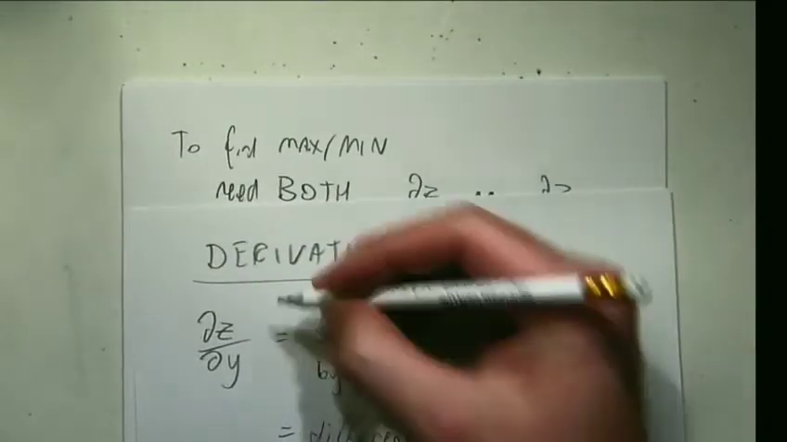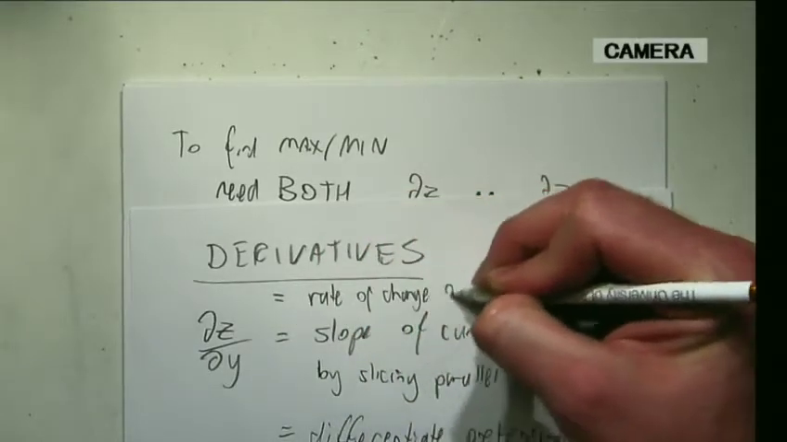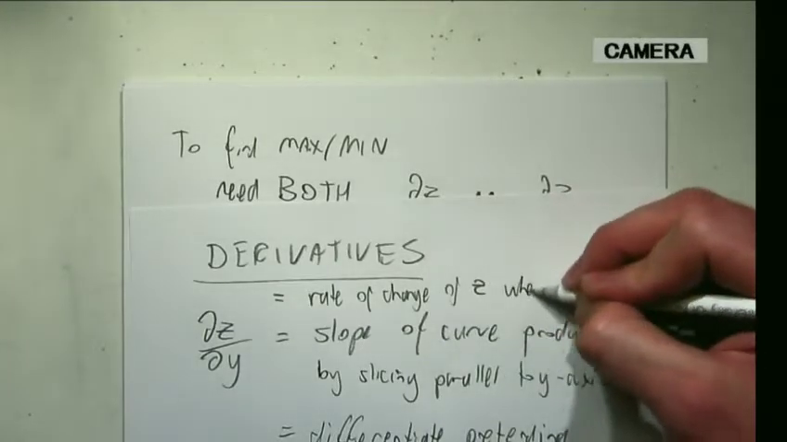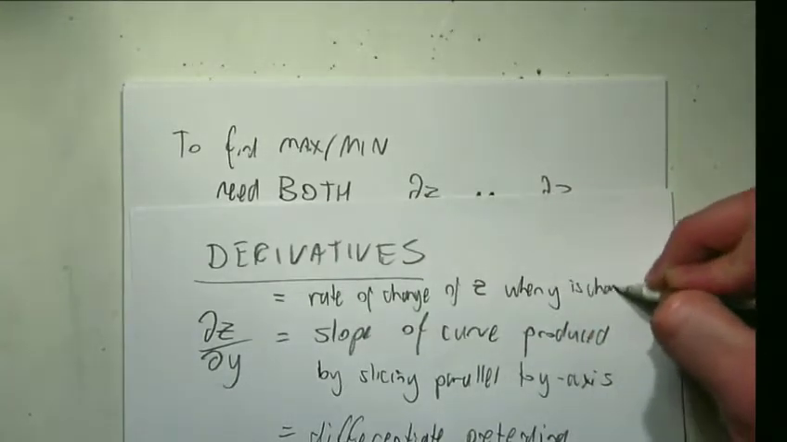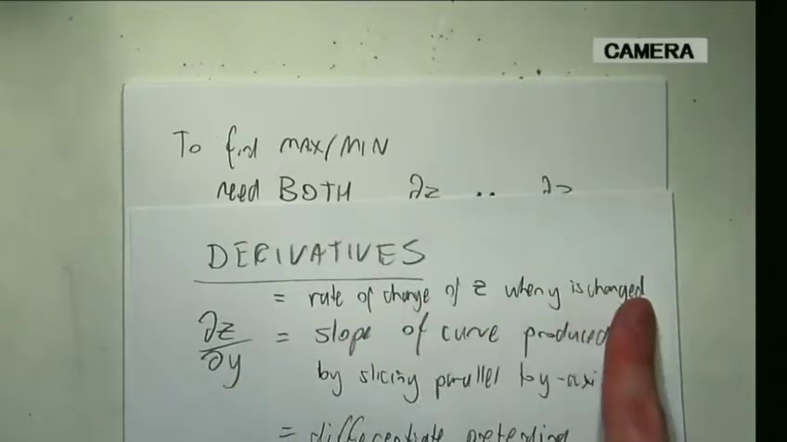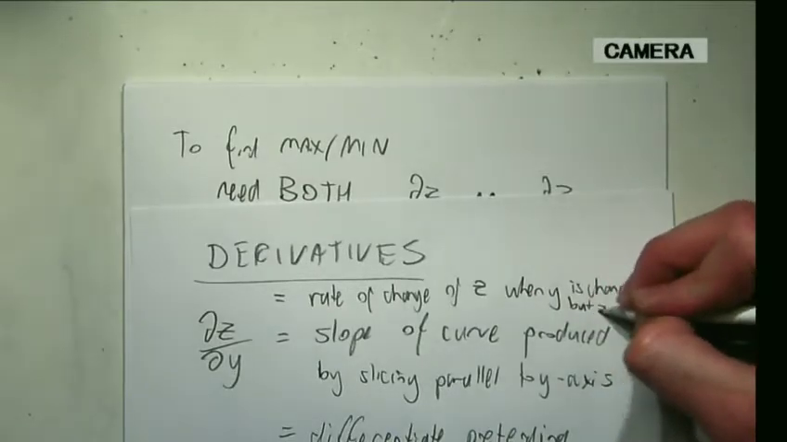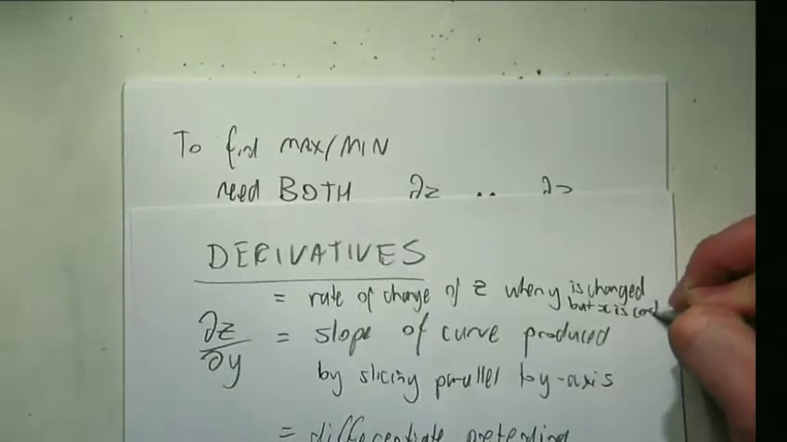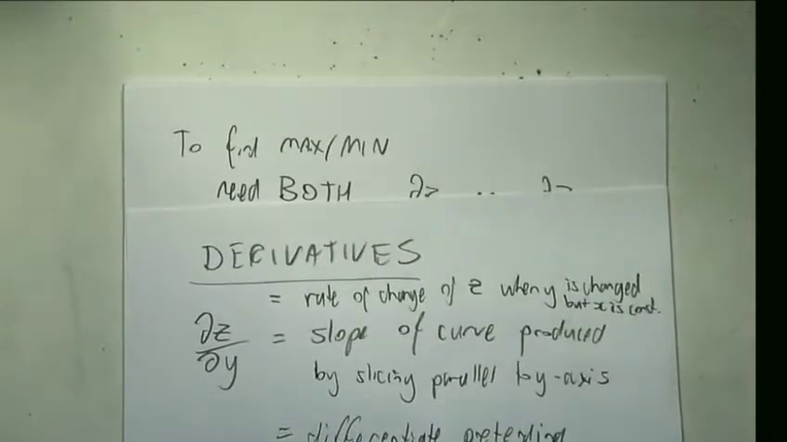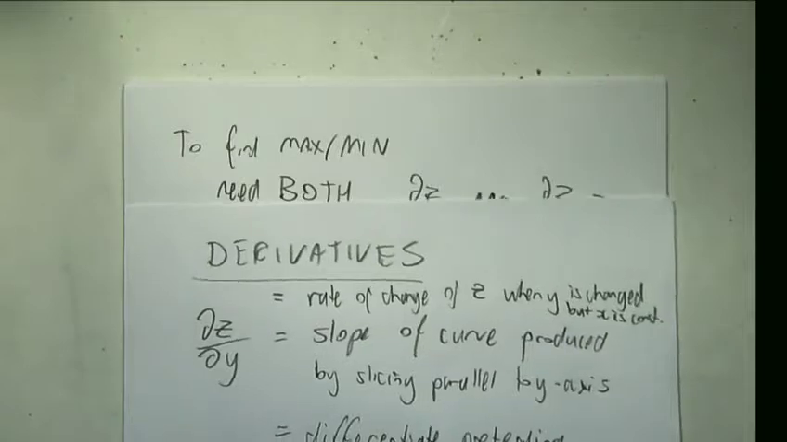One more thing back here I would like to add to this. It's also the dz on dy is also the rate of change of z when y is changed, but when x is kept the same. But x is constant. So there's 3 different ways of thinking about it. I just wanted to add that to the list.